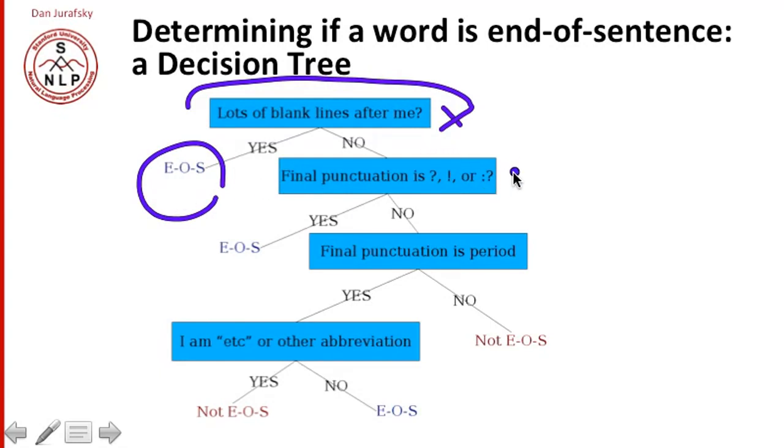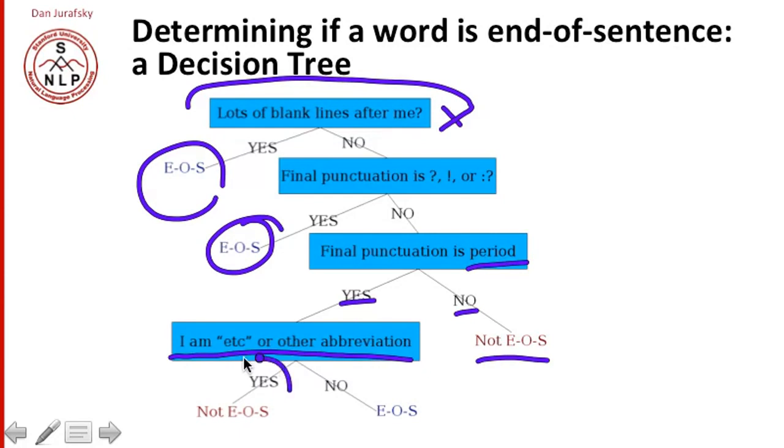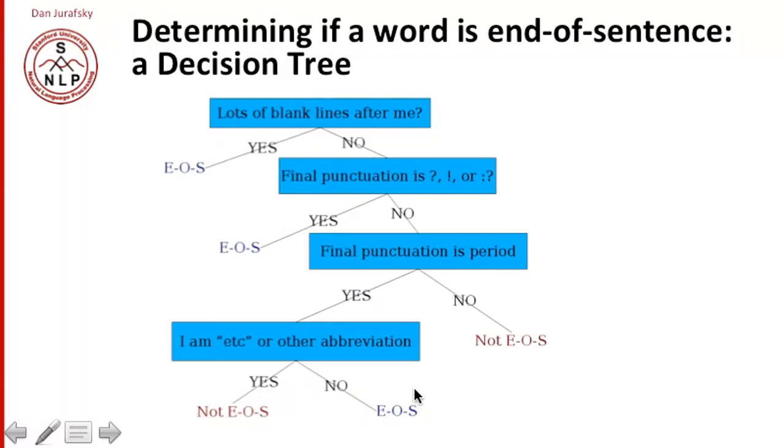What if there's no blank lines after me? Well, is my final punctuation a question mark or an exclamation point? If so, well, then I'm still probably end of sentence. Well, if not that, is my final punctuation a period? If it's not, well, I'm not an end of sentence. But if I am a period, well, then it depends. If I'm on some long list of abbreviations, like the word etc., then I'm probably not an end of sentence. I'm just a period marking an abbreviation, like doctor or etc. But if I'm not an abbreviation, then I'm an end of sentence. So here's a decision tree.